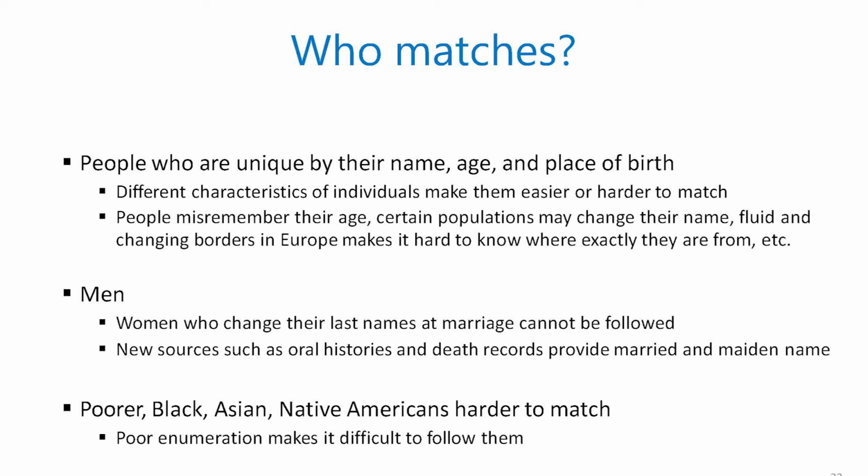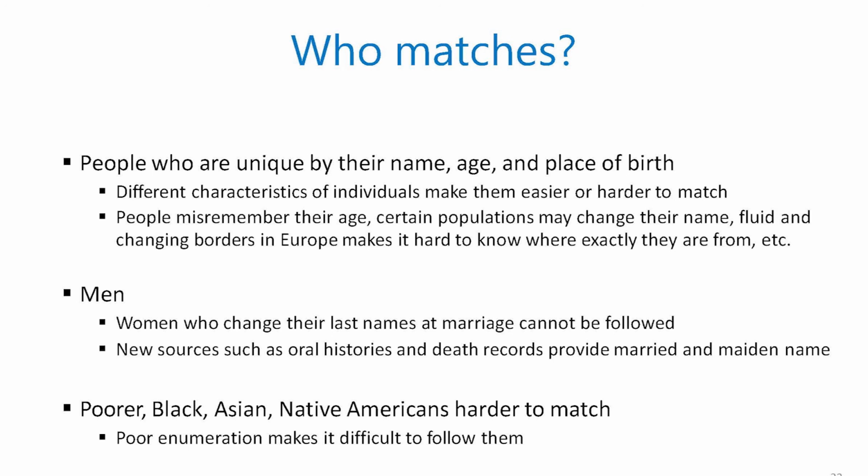And so the question is, who actually matches if so few people, it seems, match, right? Well, people who are unique by their name, age, and place of birth, because that's the characteristics that we're actually saying you need to be able to match for, right? But there are different characteristics that make you easier or harder to match.